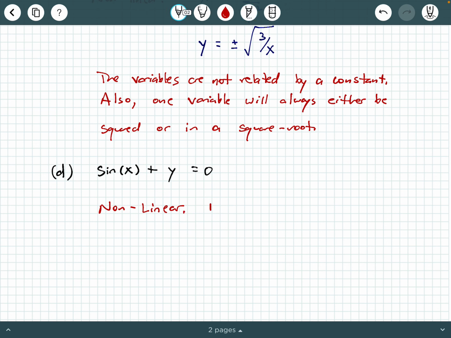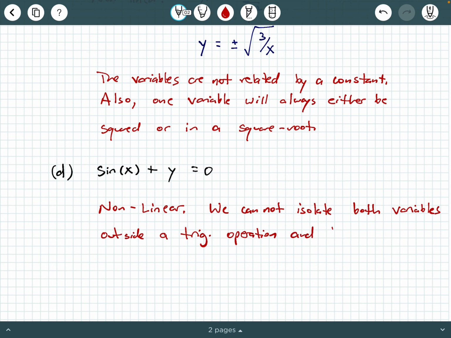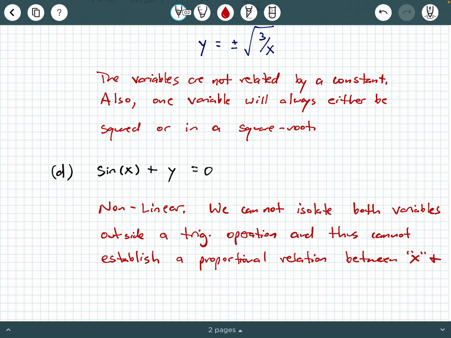So, similar reason as part C, we cannot isolate both variables outside a trigonometric operation, and thus cannot establish a proportional relation between x and y.